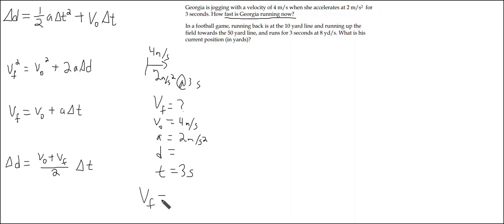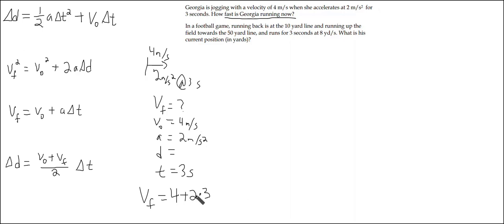Final velocity equals initial velocity, which is 4 meters per second, plus the acceleration, which is 2 meters per second squared, times the time, which is 3 seconds. Now note that I did not write units in here, although you should. This is in meters per second, this is meters per second squared, and this is seconds. So seconds cancel out, and this is meters per second plus meters per second, so my answer is also in meters per second. Notice how that is consistent with what I wrote here.